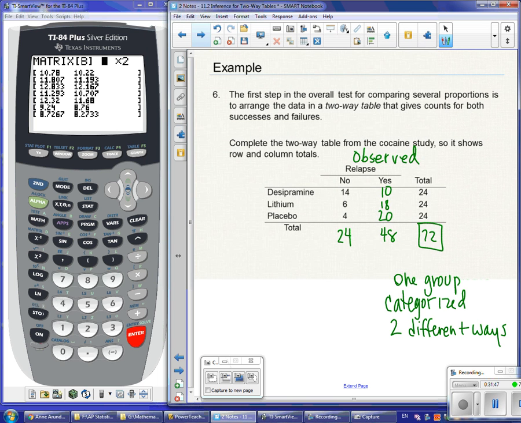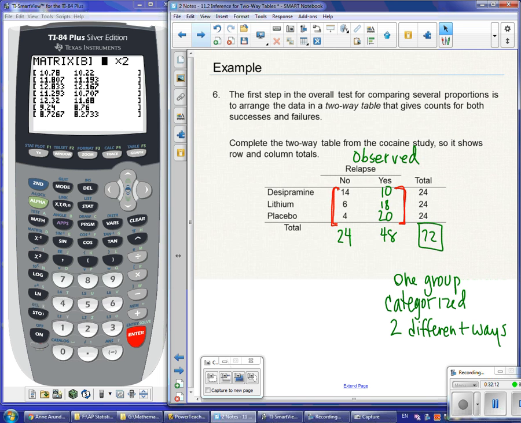I had a bunch of subjects and I categorized them two different ways. They are in different treatment groups and then they either relapsed or they didn't. And so this is a situation where I'd be looking for independence. I'd want to know if there's a relationship between the relapse rate and the type of treatment they received. Okay, so the matrix itself is what I'm establishing here in these brackets. Those are my observed counts.